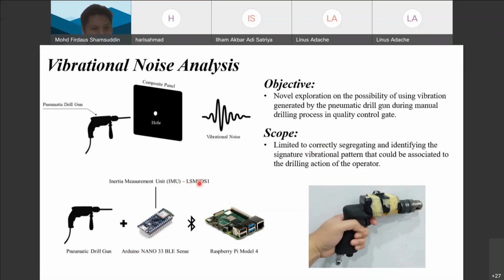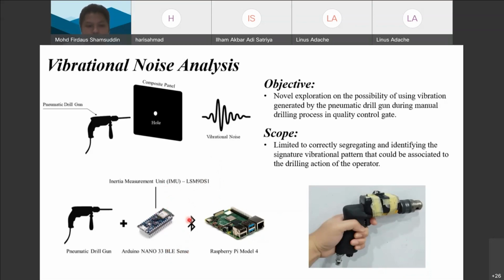The sensor that we are using is an inertial measurement unit, or IMU. Inside here, it actually consists of 3 different sensors: accelerometer, gyroscope, and magnetometer. And luckily, we found a microcontroller unit called Arduino Nano 33 BLE Sense. The IMU is built into it.